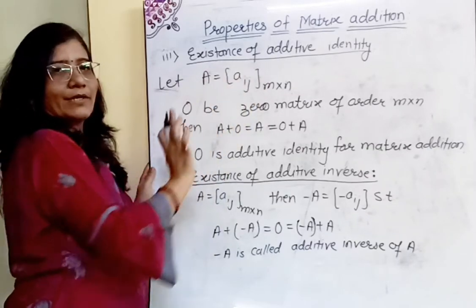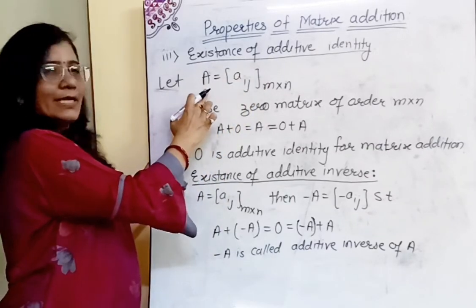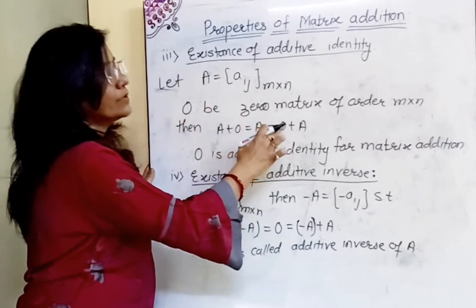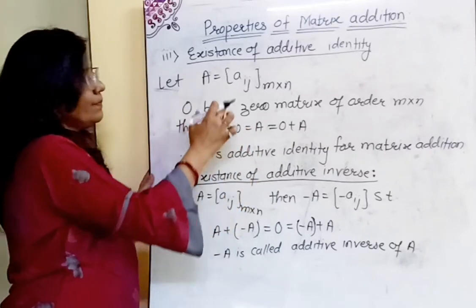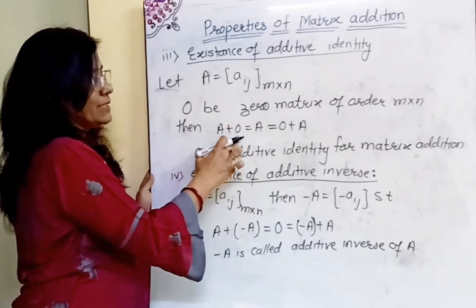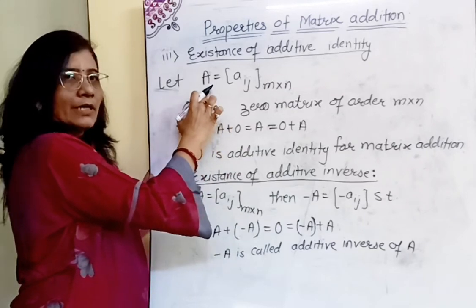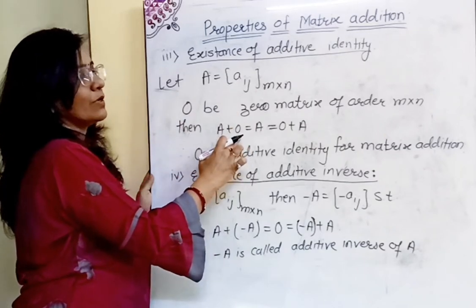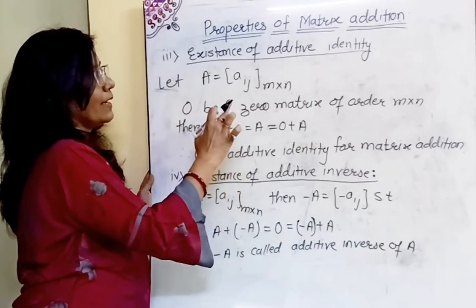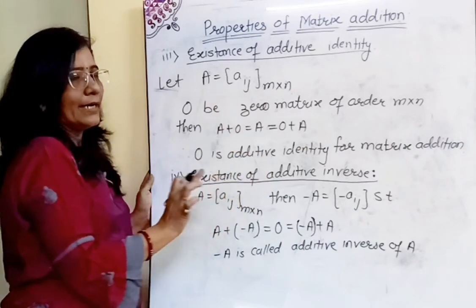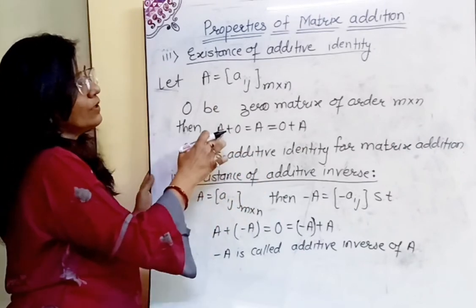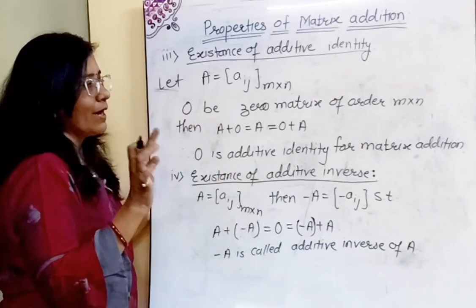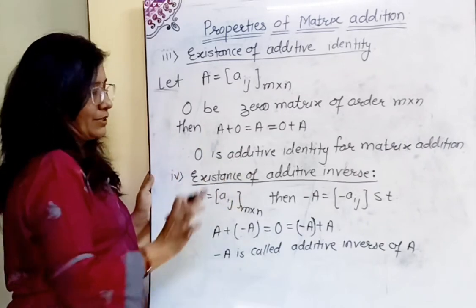So existence of additive identity. This is the third property. Suppose Aij is a given matrix of order m by n and 0 is the 0 matrix of the same order m by n. Then A plus 0 means if we add this 0 matrix to the matrix A, we get the same matrix. So this 0 matrix is called the additive identity for the addition of matrices.